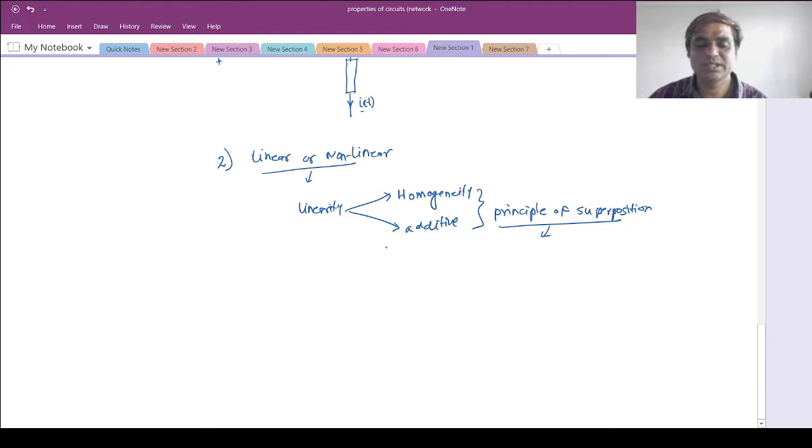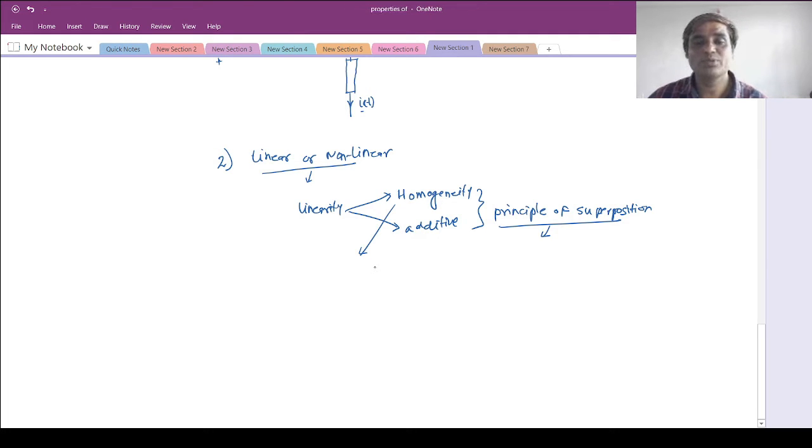What it says is that in the superposition theorem, if we have more than one source and would like to find the response, how can we do it? We can find the response of the circuit by suppressing the other sources, and at the end we add them up. I mean, we superimpose all the responses obtained from the various sources acting alone. Okay, that is basically the superposition theorem, which is based on the principle of superposition. Now let us see what homogeneity and additivity are.